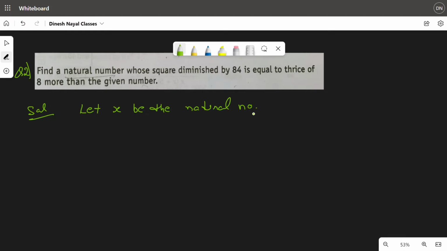Now our first condition is whose square is diminished by 84. So we will do x square, this will be x square minus 84. Now this is equal to thrice of 8 more than the given number. 8 more than the given number is x plus 8 and then thrice of it, this will be 3 times. Now we have to solve this equation. Basically this will be a quadratic equation. So writing this as x square minus 84 equals 3x plus 8 into 3, 24.